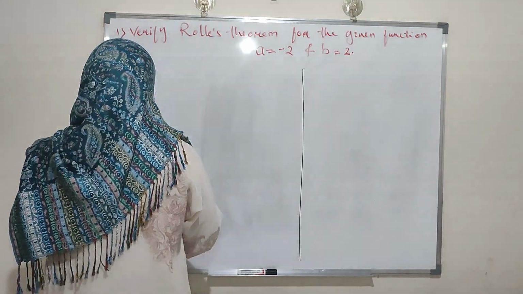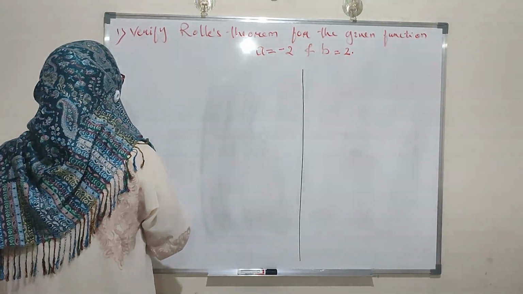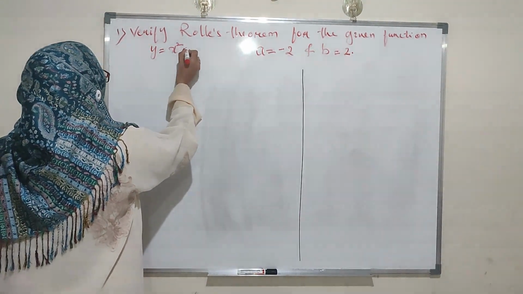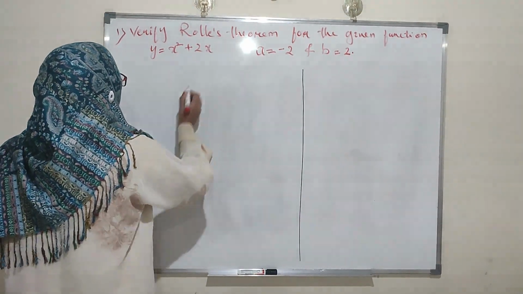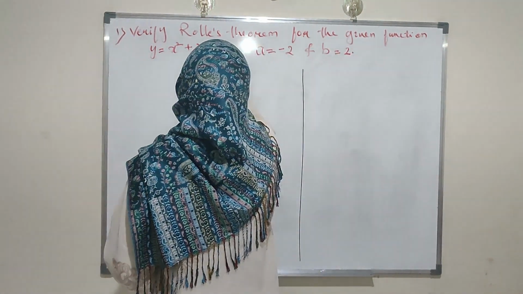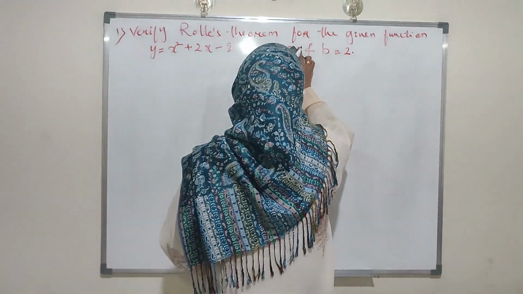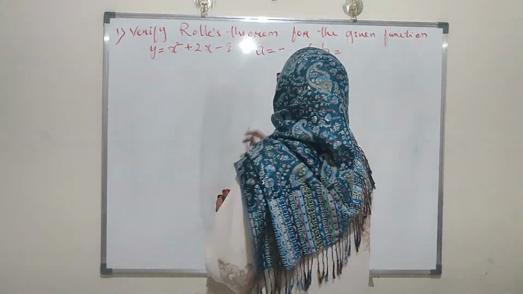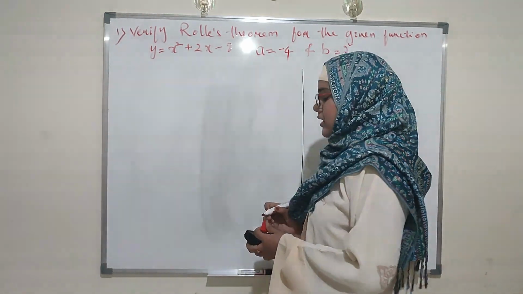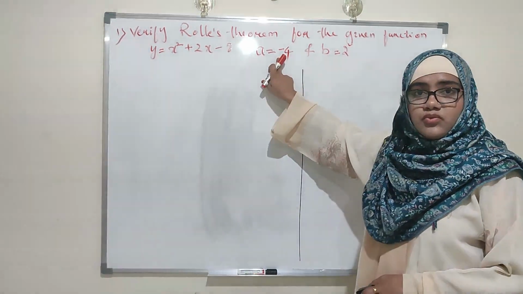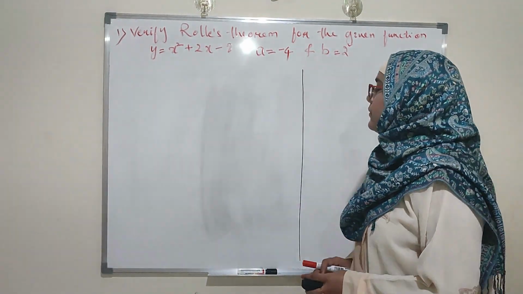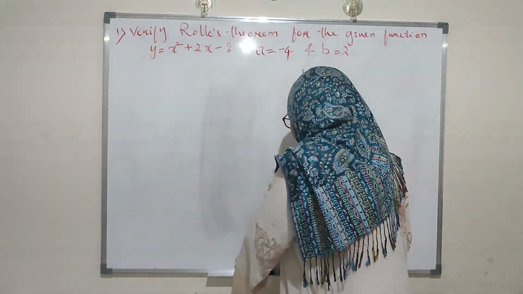Verify Rolle's theorem for y is equal to x square plus 2x minus 8. The points are given to you as a is minus 4 and b is plus 2. The function is x square plus 2x minus 8. Okay, now write down the solution.